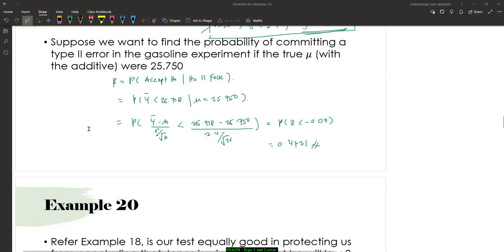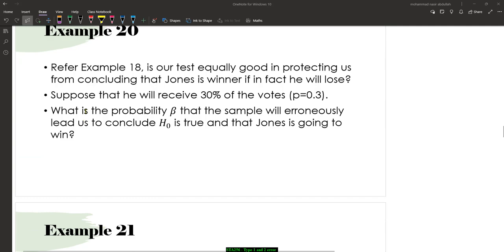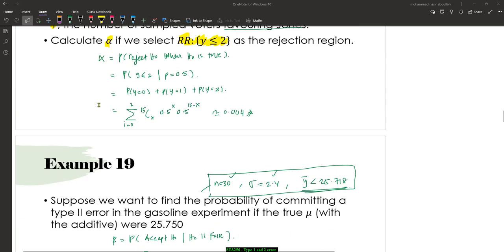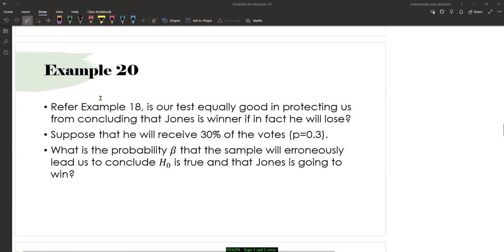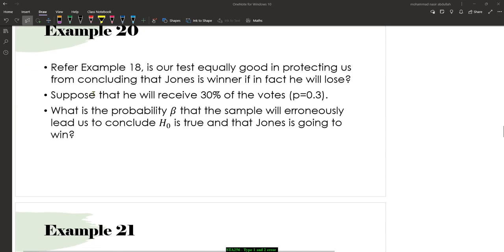Okay. Now let's move to example number 20. Refer to example number 18. So what is example number 18? Jones political poll, right? So in our test, is our test equally good in protecting us from concluding that Jones is a winner? In fact, he will lose, right?